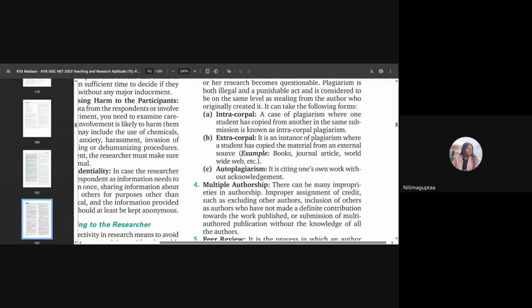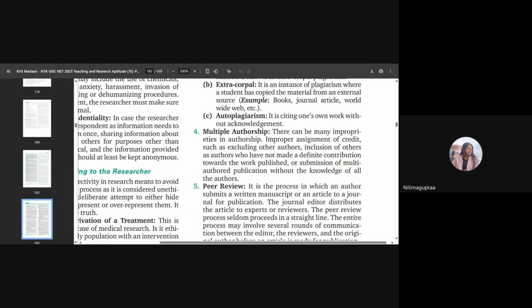That is why today we ask either for handwritten assignments or we take the assignment along with a plagiarism report as well. And auto plagiarism, as I told you right now, is citing one's own work without any acknowledgement. So that is also again wrong. You cannot even cite your own work without acknowledgement. Clear so far?